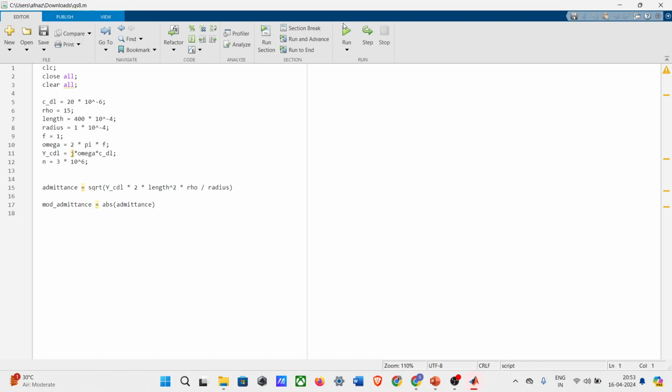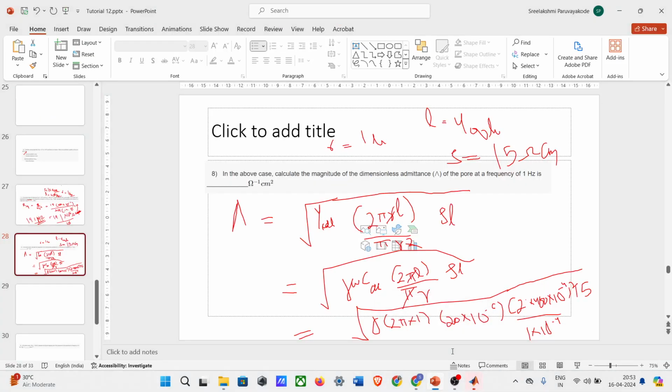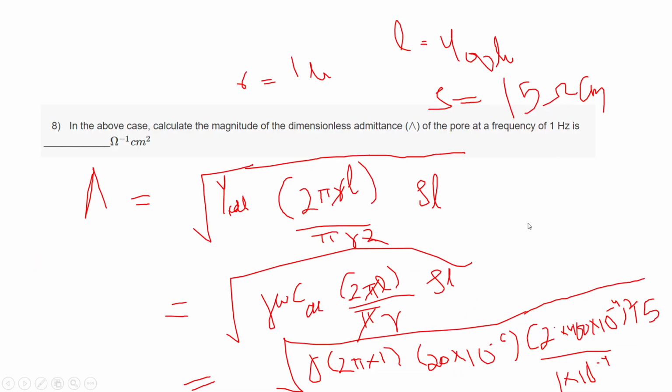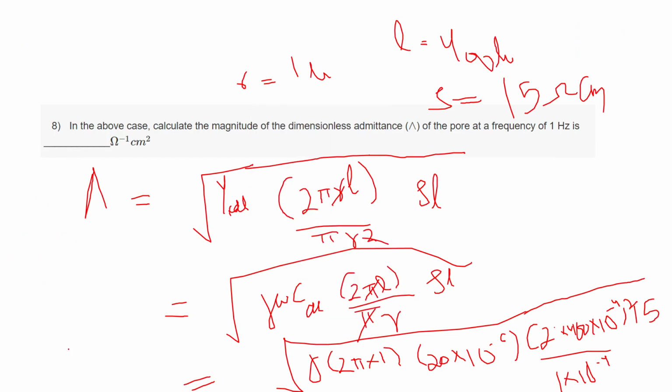I'm simply running the code. And the value: you can see that the admittance I got is 0.1737 plus 0.1737 i. The mod value will be the absolute value, and it's directly giving me 0.2456. So finally, my answer is 0.2456. Were you able to follow that?